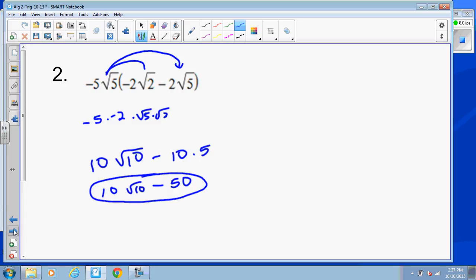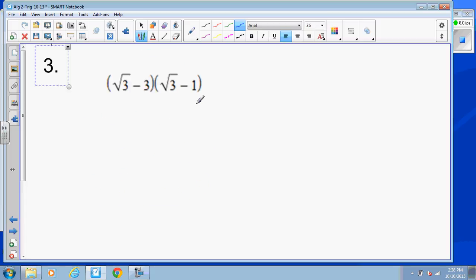Okay, next problem. This one we basically have a binomial times a binomial, and we learned that earlier in our math career as FOIL. Basically, the first term. Some people write that out. That only works when it's binomials, but that's what we have. First times the first, square root of 3 times square root of 3, that's just 3. Square root of 3 times 1, that's negative 1 square root of 3.